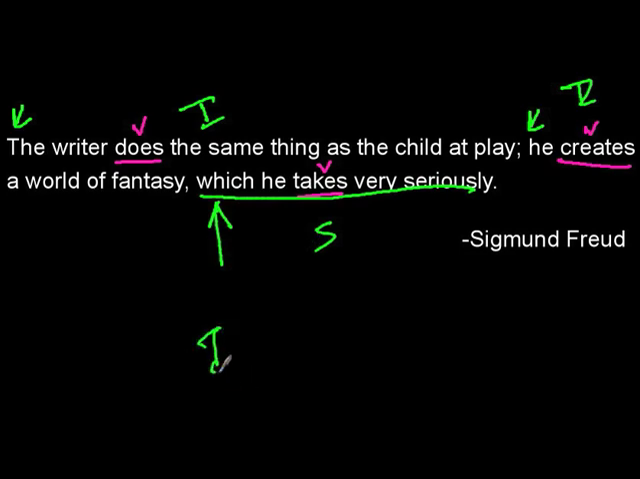Now, we have I plus S, right? The formula alone says this is a complex sentence. We can also look for other factors, right? We have this nice semicolon right here. That clearly indicates that it's a compound sentence, right? A compound sentence is somewhere in this. Remember, a compound sentence is two independent clauses joined by a semicolon, or joined by a comma plus coordinating conjunction. And the coordinating conjunctions, remember, are FANBOYS: for, and, nor, but, or, yet, so. Okay, so we have a compound sentence here, and a complex sentence here. Essentially, he creates a world of fantasy, which he takes very seriously.